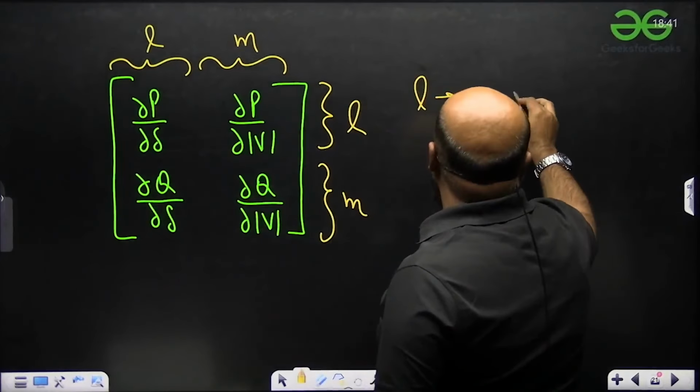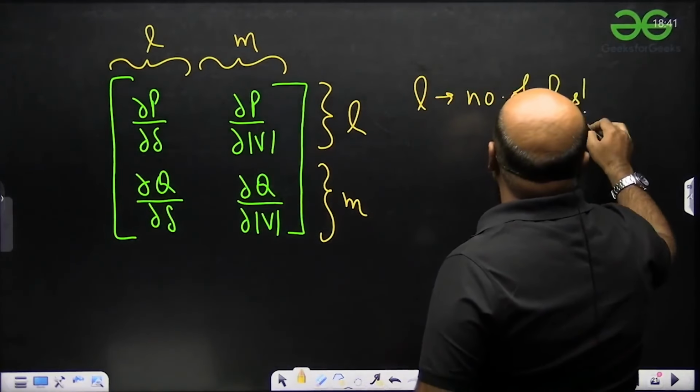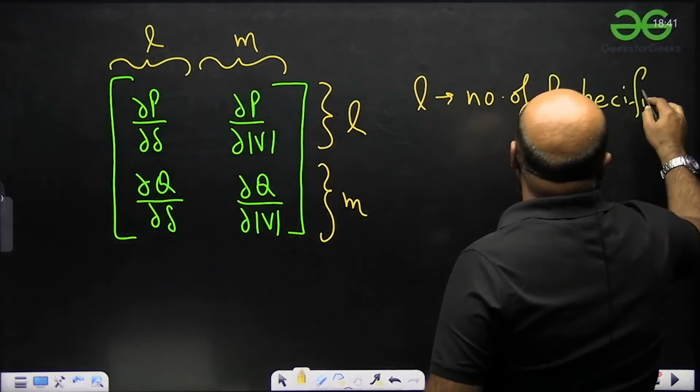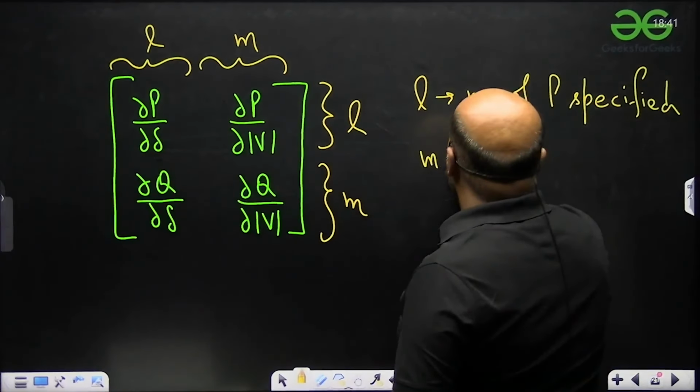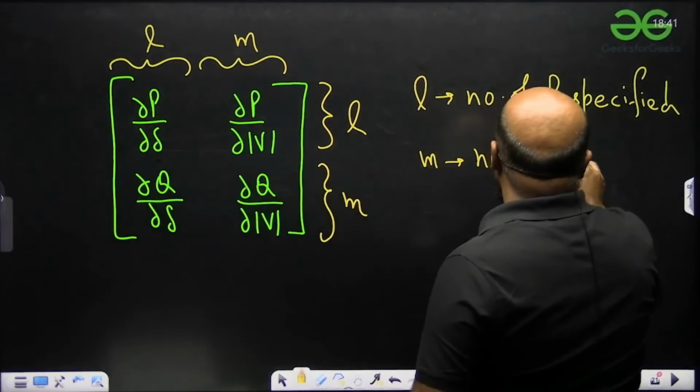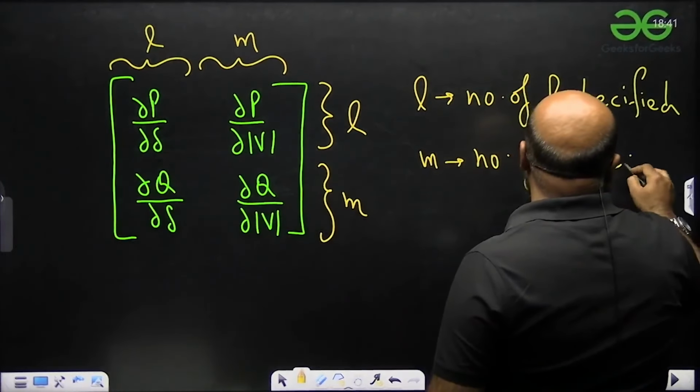L is the number of P specified. And what is M? It is the number of Q specified.